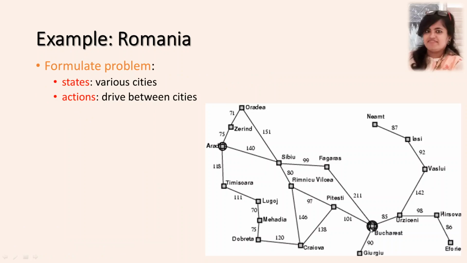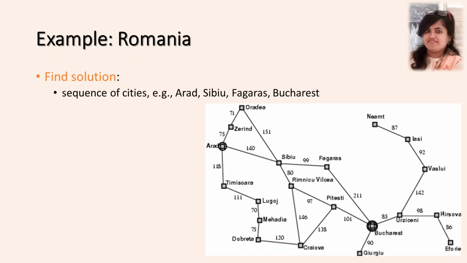So what do you need to know? You need to formulate the problem. What will be there in the problem? There will be the states. Here the states are the various cities, whichever particular city you are currently in. That is the states. Then the actions, that is, you need to drive between the cities. That is the action. You need to find the solution, and the solution will be a sequence of cities.